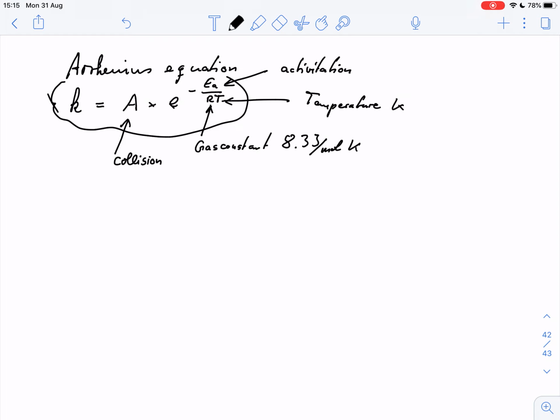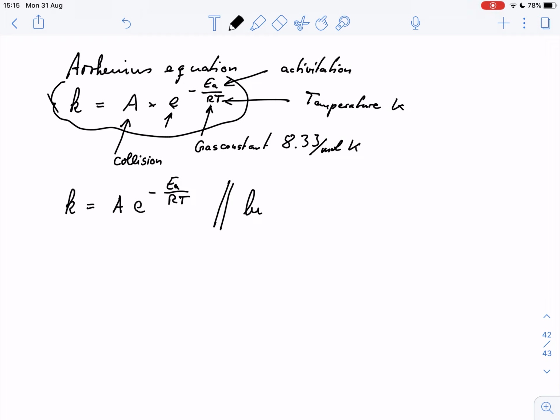Okay, so what can we do with that? Now, of course, we have got this e in here, Euler's number, and what we can do is we can transform this equation. So let me write this down again: k equals A times e to the power of minus EA over RT. And in order to get rid of the e, we take both sides with the inverse function of e, and the inverse function of e is ln.